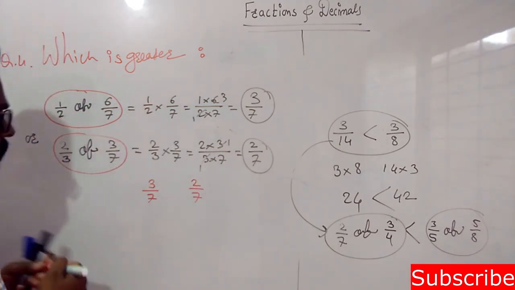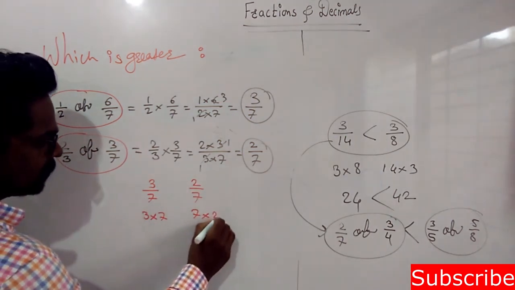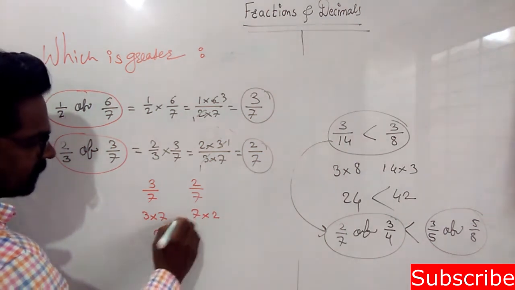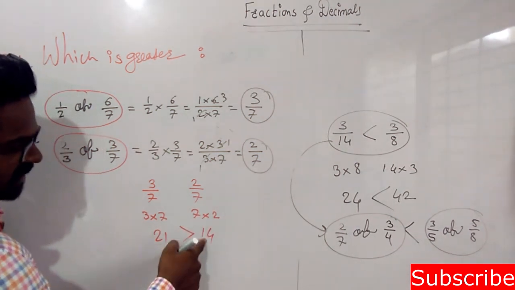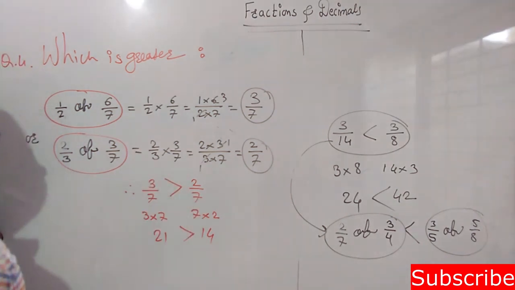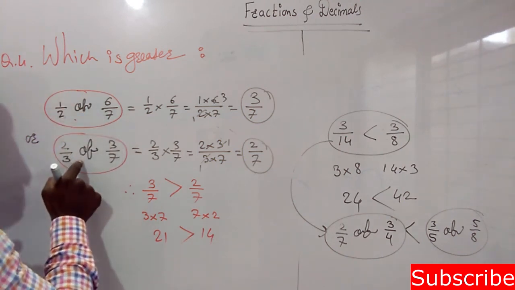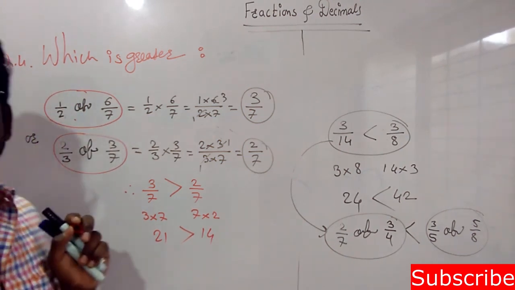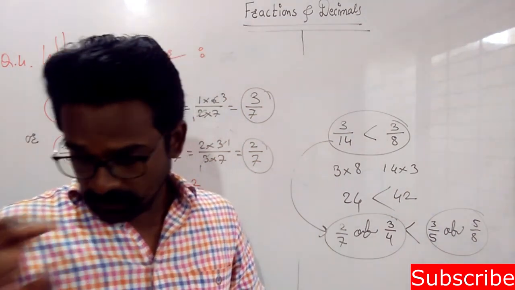Okay, we'll see here. Do the cross multiplication. 3 into 7 and 7 into 2. So 3 sevens are 21, 7 twos are 14. So we can say that this 21 is greater than 14. Therefore we can say that this 3 by 7 is greater than 2 by 7. And therefore the first one is greater than the second one. That's the answer.